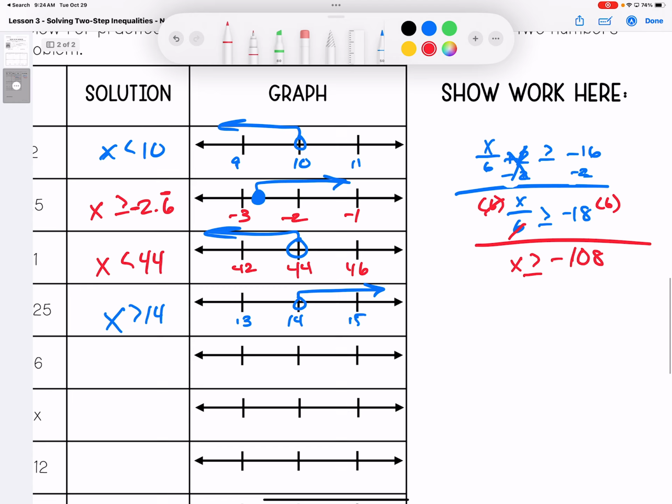Let's come back over here. X is greater than or equal to -108. -108, -107, and -109. Going to be a closed dot, and it is going to go to the right because it is greater than.